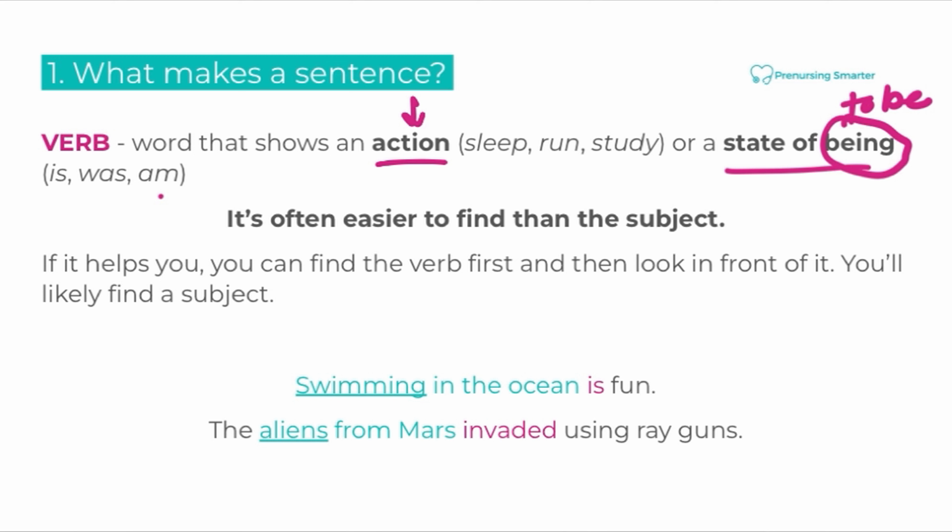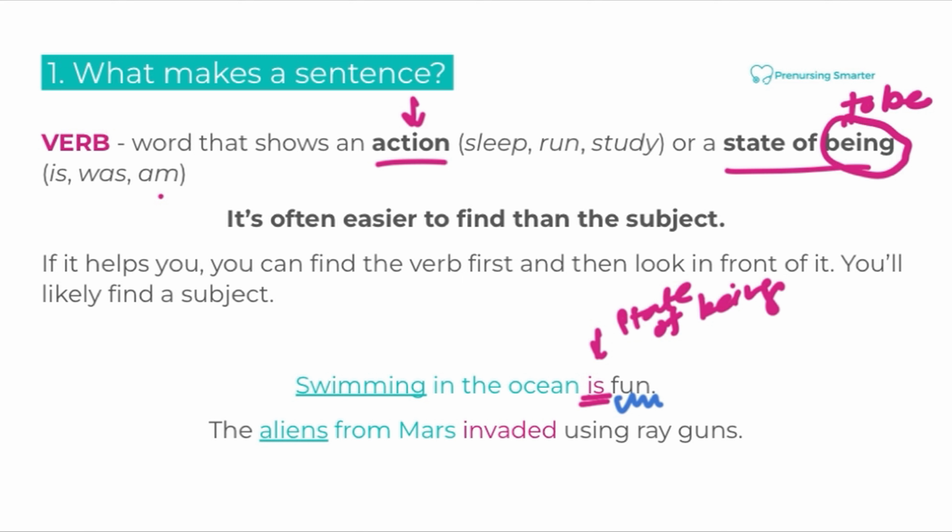If you're having trouble ever finding a subject in a sentence, try finding the verb first. Here, swimming in the ocean is the state of being. That's our verb. And what is it? Fun. Could be terrifying, could be cold, could be a lot of things, but in this case, our context or our complete thought is fun.